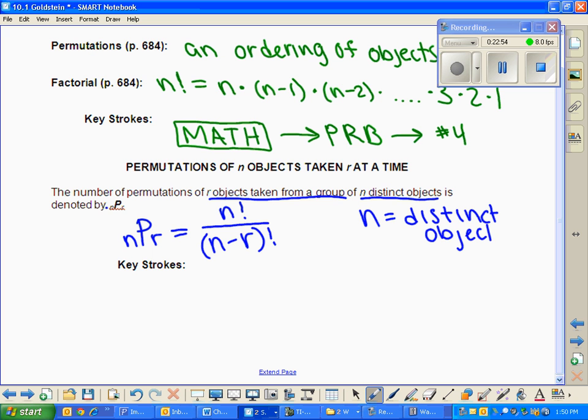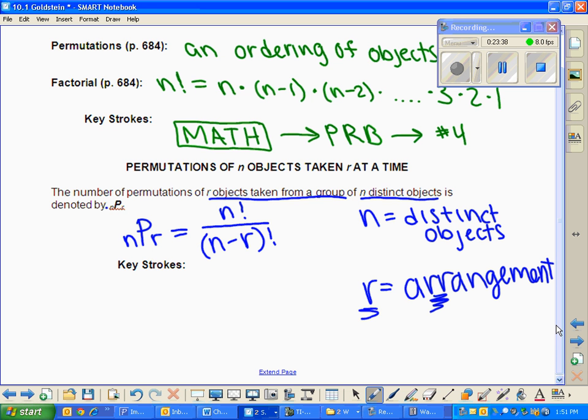N, we said, is the distinct objects in the situation we're talking about. There could be 20 boys, or 30 people in the class, that's the distinct objects. R is the arrangement or ordering that we're asking for, whichever you prefer. Looking at the r's is helpful because it triggers the memory: oh, I want the arrangement of 3 of them, or of 5 of them. What does r mean again?